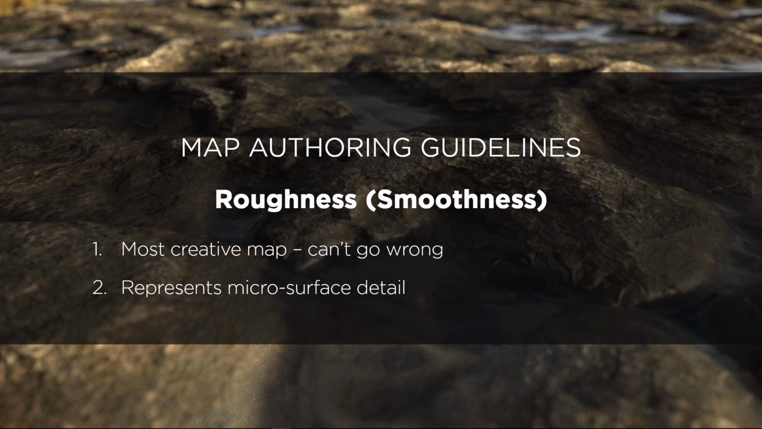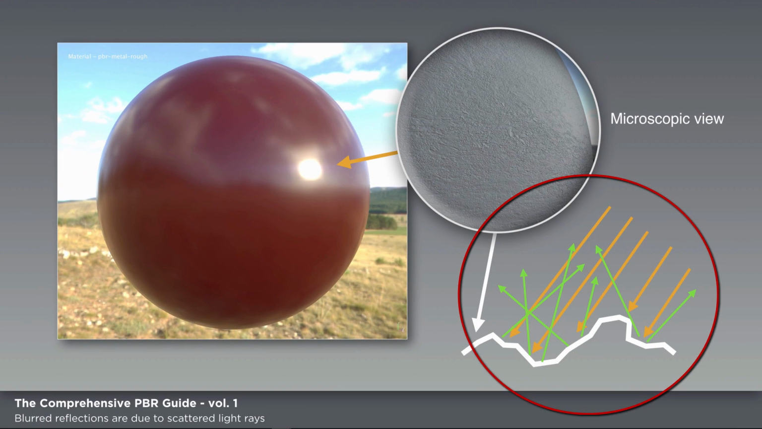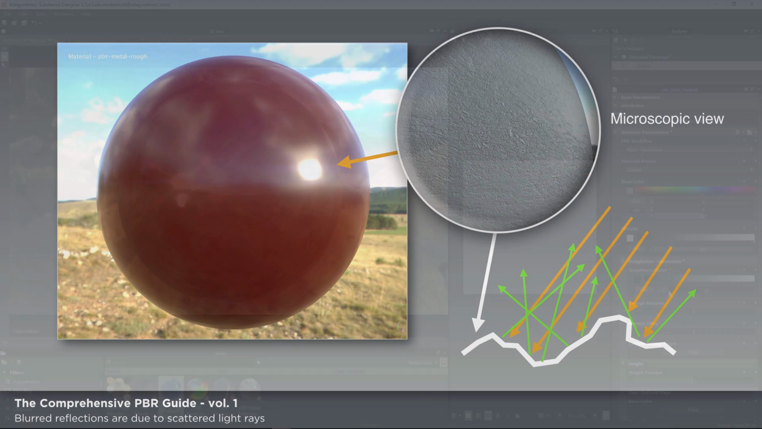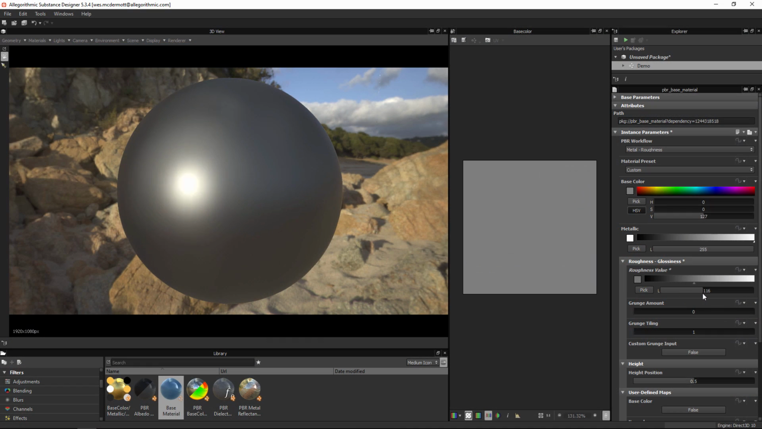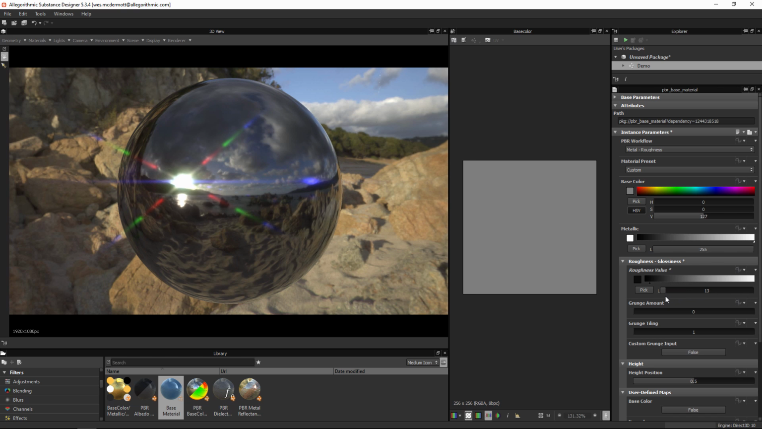Roughness describes the microsurface detail. It's the most creative map you can author. The surface irregularities at a microscopic level cause light diffusion. Rougher surfaces will have a larger and dimmer looking highlights, while smoother surfaces will keep specular reflections focused, which can appear to look brighter or more intense, but the same amount of light is still reflected.